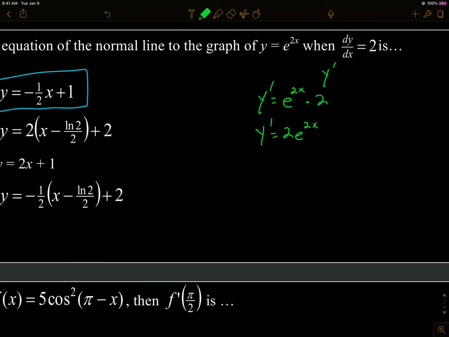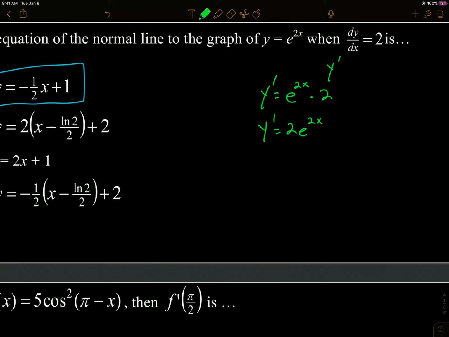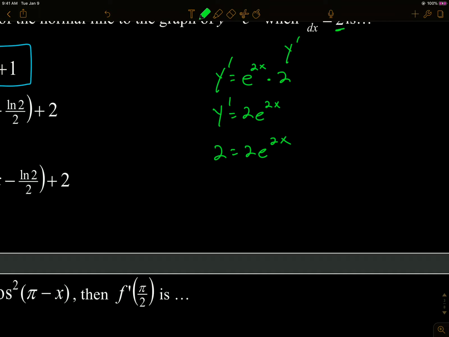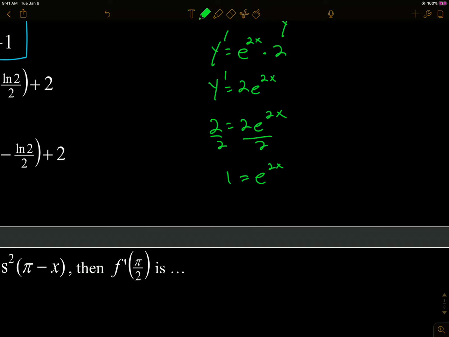Why do we need to do this? Because we need the point of tangency to determine which one of these lines is the equation of the normal line. So if I know the derivative is 2, I can take the derivative, set it equal to 2, and solve for x. So I set the derivative equal to 2, and I'm going to divide both sides by 2. I get e to the 2x equals 1.